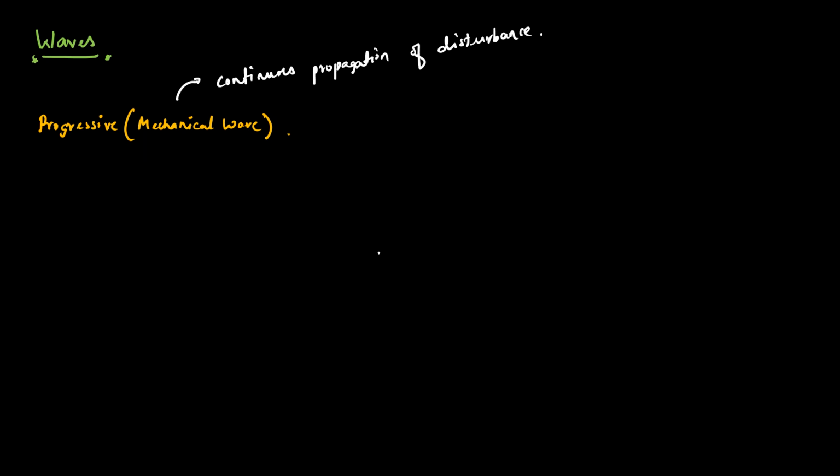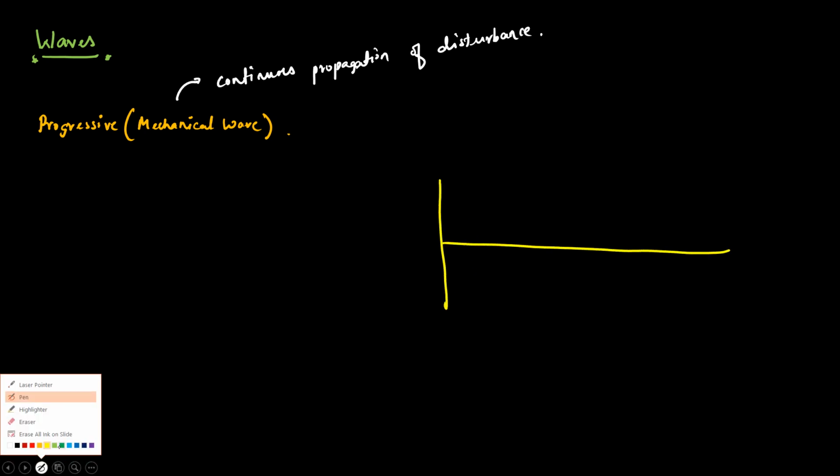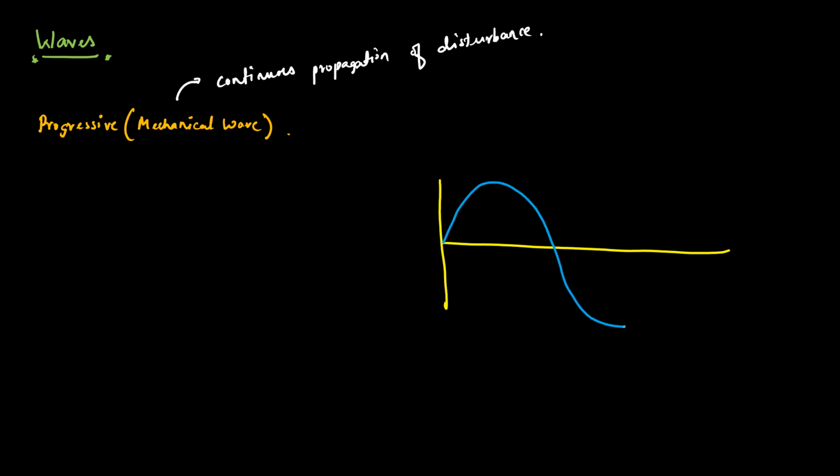If I just throw a stone, that will be just one-off. It won't be continuous, so I cannot say that it is a progressive or mechanical wave. But if I have a disturbance which is continuous, those types of waves are known as mechanical or progressive waves. Now I will draw the wave over here. Essentially, it is going to be a sine wave. We consider a sine wave, and we define amplitude and we define the equation as well.